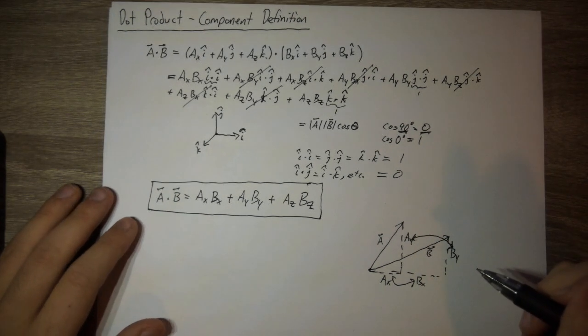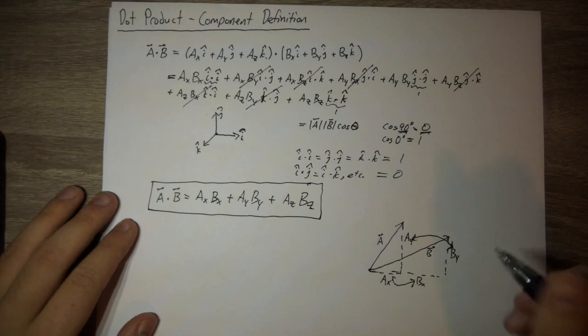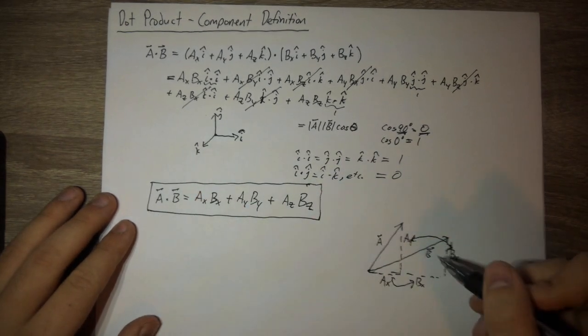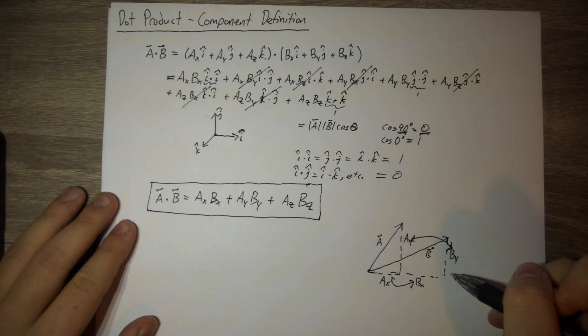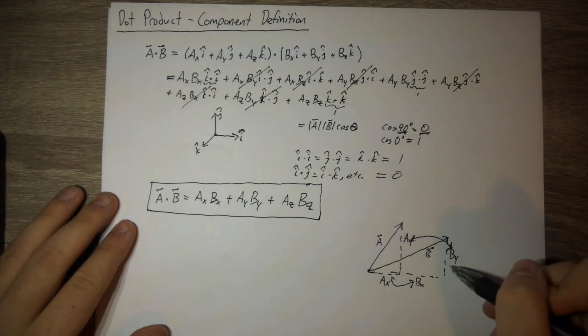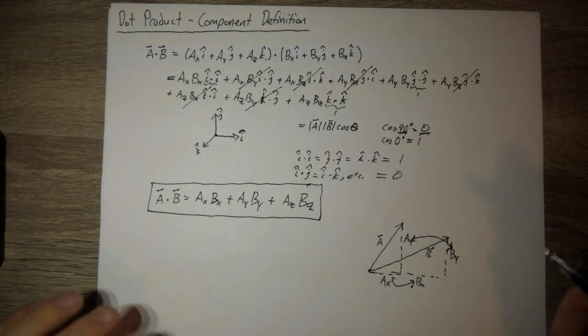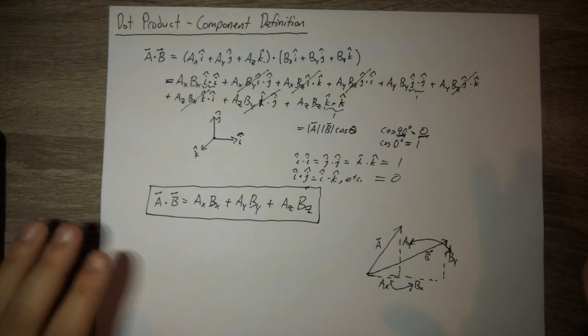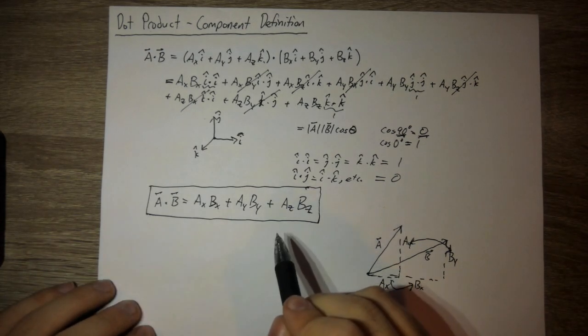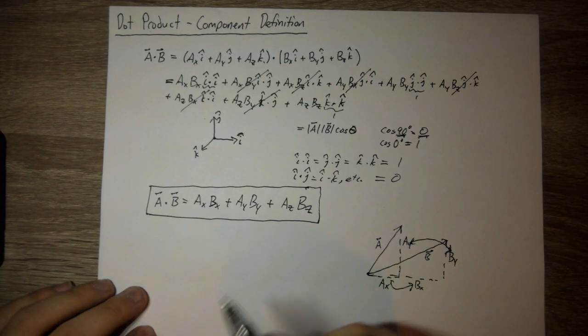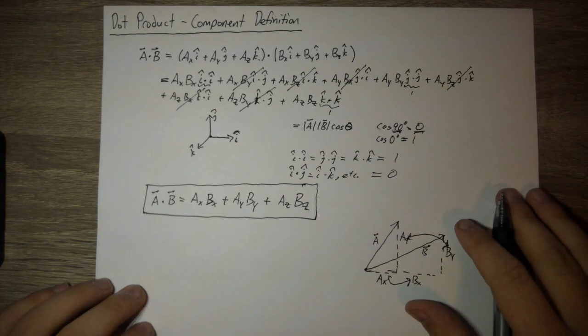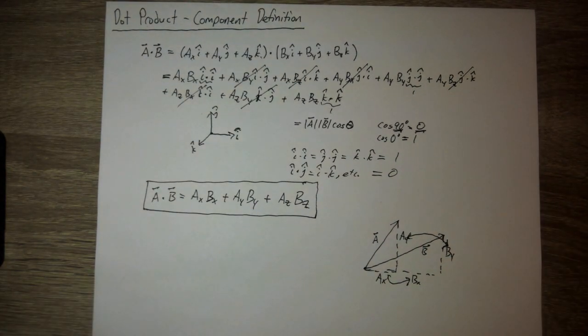And so that is basically it for this definition. It's probably an easier definition to work with because we know how to find vector components now, and all you have to do is add the product of the components, and you have your dot product. No angles or anything involved in this, just the components. And so that is the component definition, and we'll do some examples with it in the following videos.